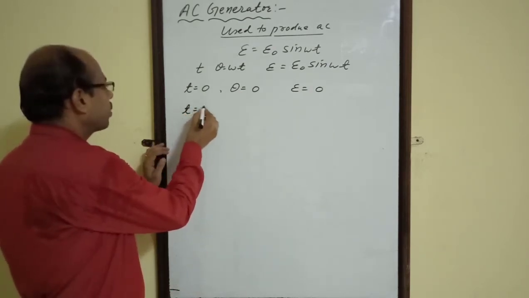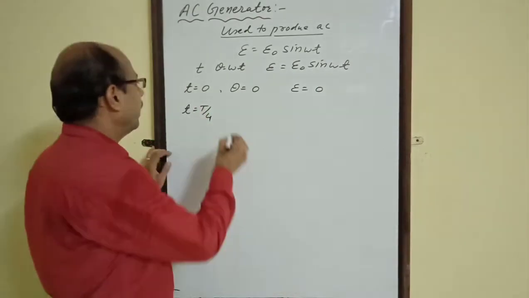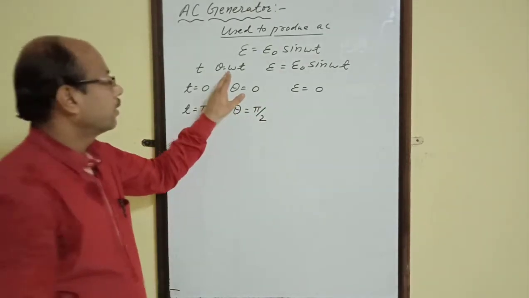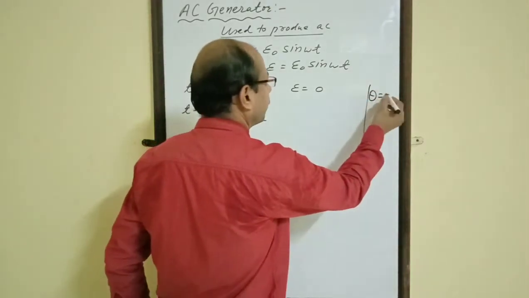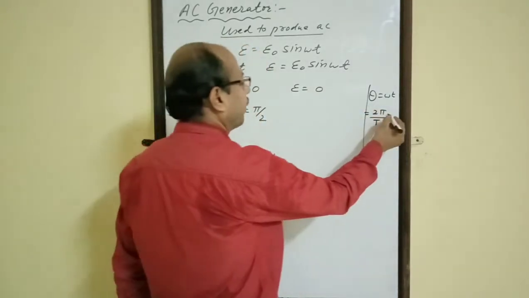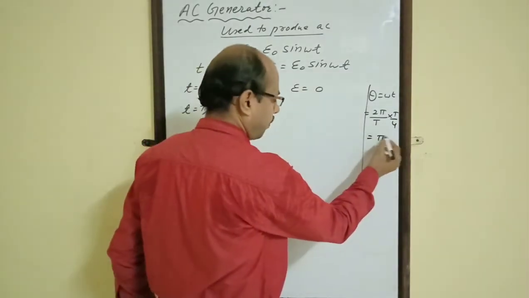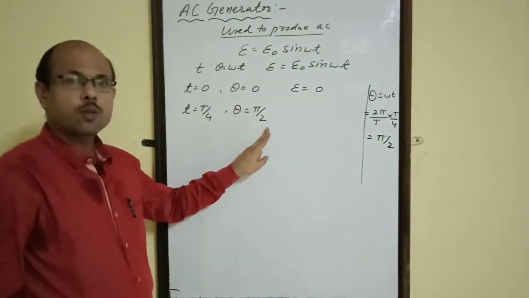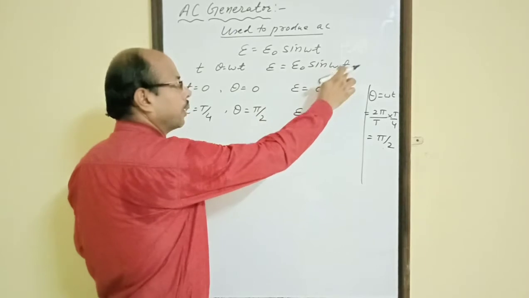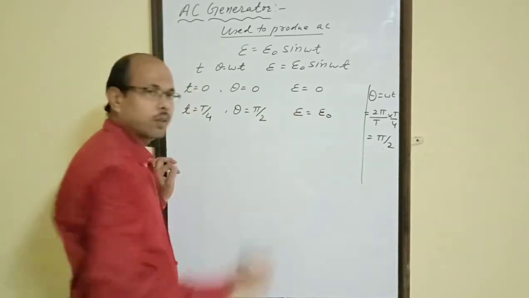But if t equals to T by 4, we can say one fourth of the time period, in that case theta will be equal to pi by 2. We know that theta equals to omega t, and omega is already 2 pi by T, and if you multiply it by T by 4, you will get pi by 2. Therefore theta equals to pi by 2. If theta equals to pi by 2, then E will become E naught sin 90. Sin 90 will be 1. Therefore E equals to E naught.